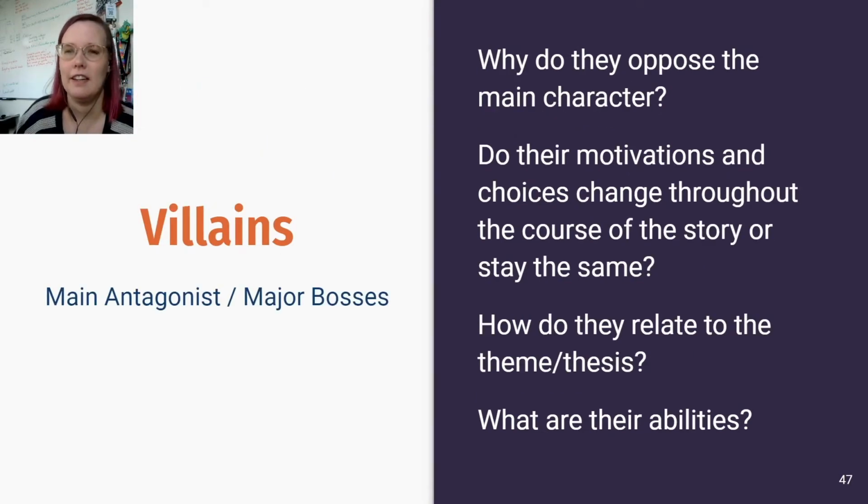For villains, your main antagonist or your major bosses, why do they oppose the main character? Do their motivations and choices change throughout the course of the story, or do they stay the same? Do these characters grow? Do they learn? Is their cause just, in the end? Is that part of your theme? How do they relate to your theme and thesis? Villains, more than anyone else, need to answer this question, because they're usually the main point of friction. And what are their abilities? I mean that from a mechanical sense. What are their game mechanics? What's their AI?